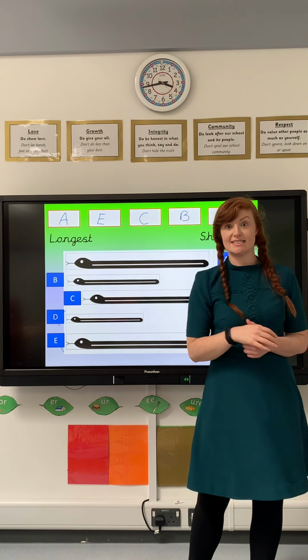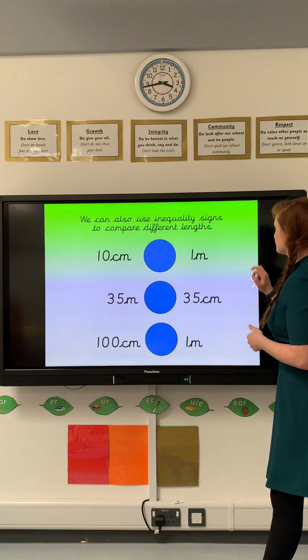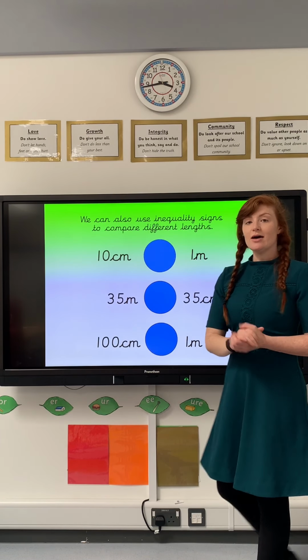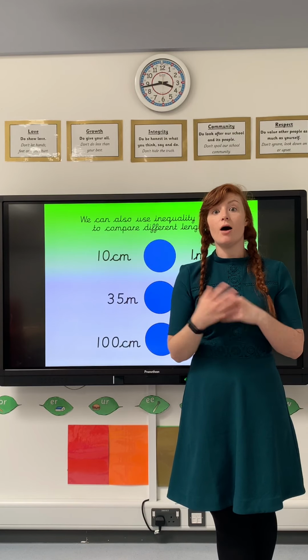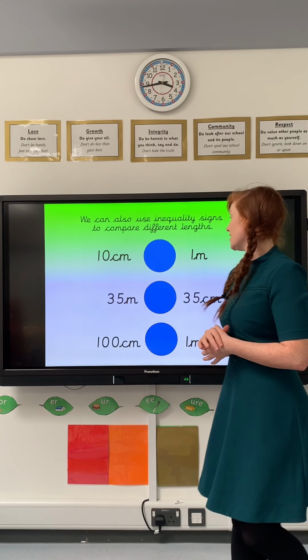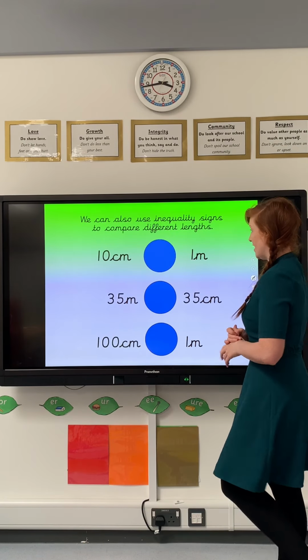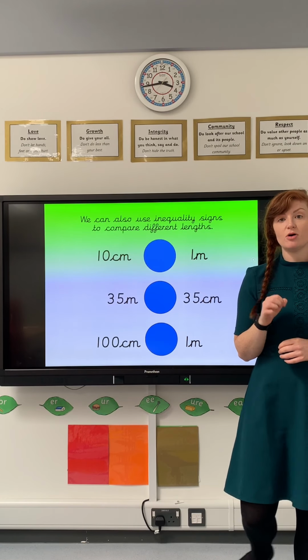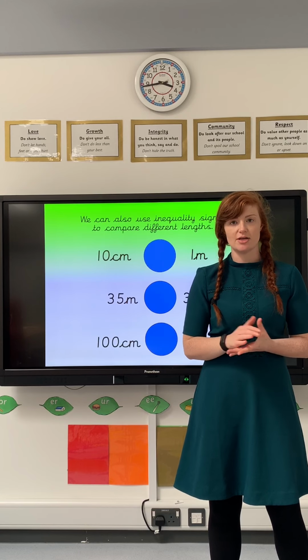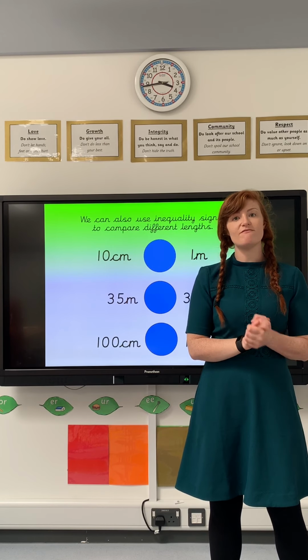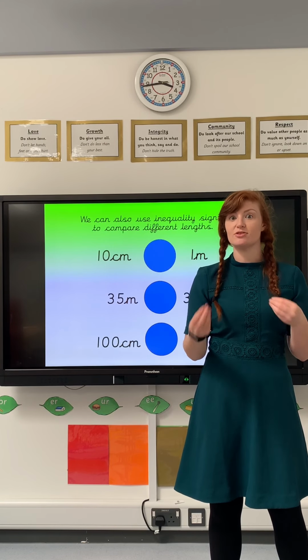Now we're going to be using inequality signs, so our equal sign, our greater than, our less than, to compare different lengths. So sometimes you might have lengths using the same units, sometimes you might have lengths using different units. So the best thing to do is to convert them to the same unit if you don't know.